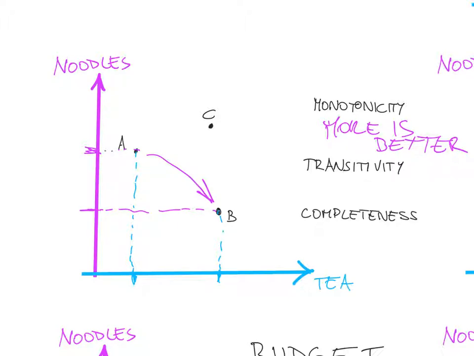Okay, now let me ask you this question. If I know that B is preferred to A by this consumer, and, well, I guess we already know that. I'm going to change this, maybe.